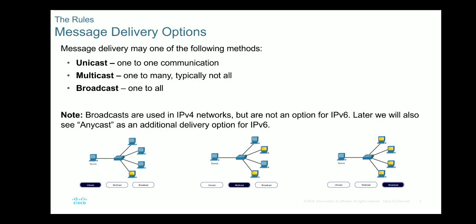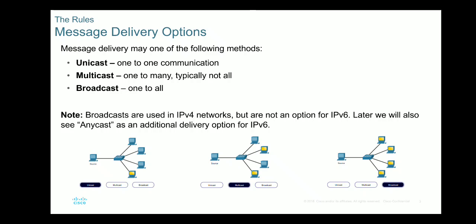Message delivery options. When a sender wants to deliver a message to the destination or receiver, there are three different types of message delivery options available: unicast, multicast, broadcast. If the sender wants to deliver a message to a particular device, it will use the unicast method. In the unicast method, the communication is between one sender and one receiver.